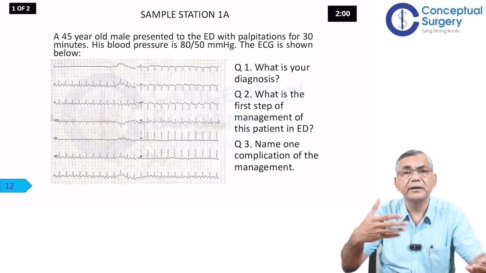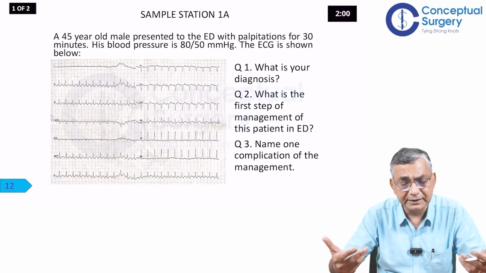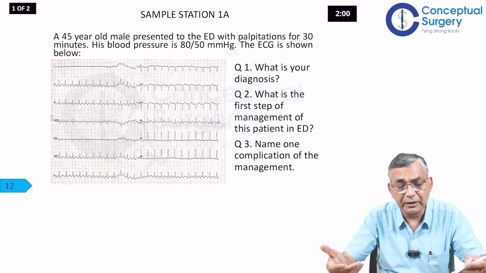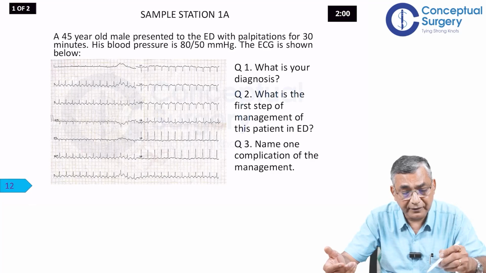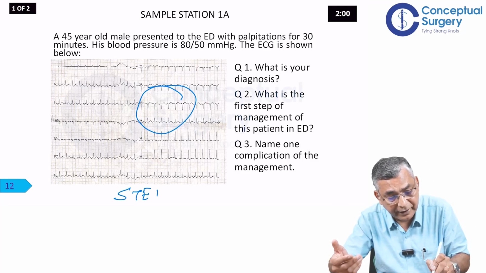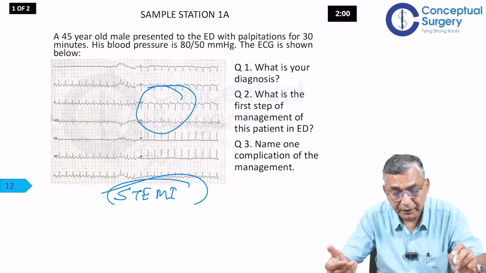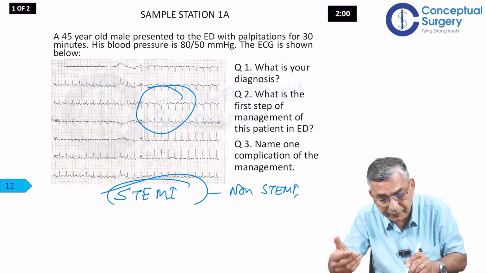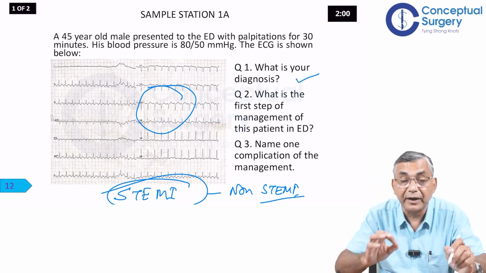Now let's talk about a few non-surgical OSCE stations. This particular one talks about a patient coming to the emergency department with palpitations for 30 minutes. His blood pressure is hypotensive. The patient has had a cardiac event, and there is ST elevation. It's a STEMI, though it can be a STEMI or a non-STEMI. You have to see that, and say what your diagnosis is. You have to write it down.